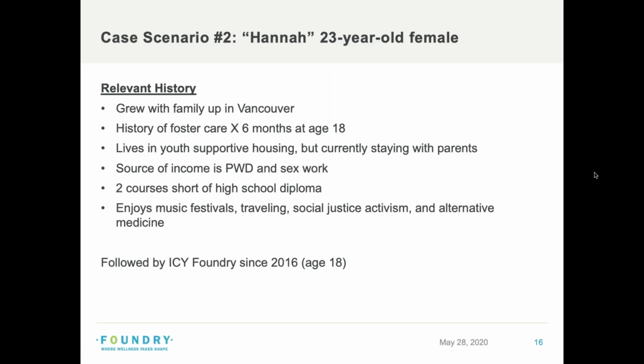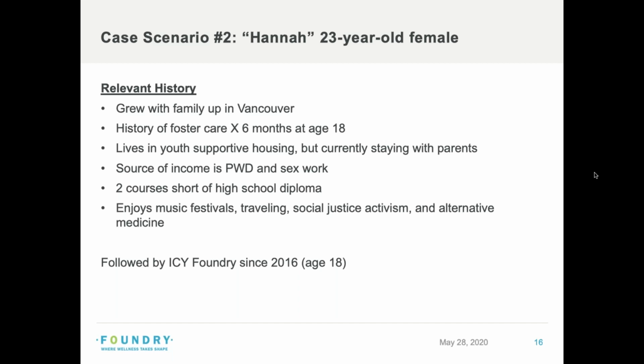So she had been followed by ICY since age 18. A little bit of her personal history. She grew up with family in Vancouver. She had been in foster care for about 6 months at 18. And then after that moved into youth supportive housing, which is operated by Foundry.